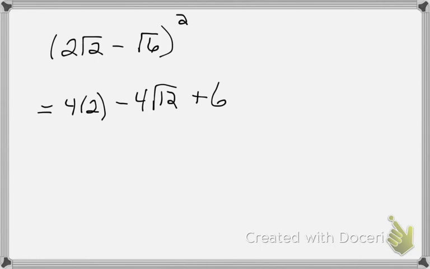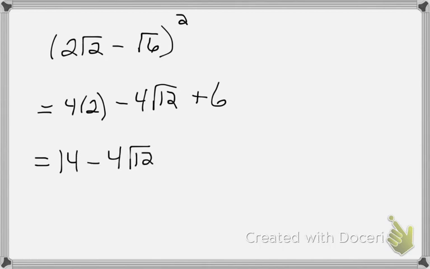All right, so what do we do? Combine the 8 and the 6. Yeah, so we got 8 plus 6. Hopefully everybody's okay with that one. You said yes, but you didn't answer. 8 plus 6 is 14. Very good. Minus 4 root 12.